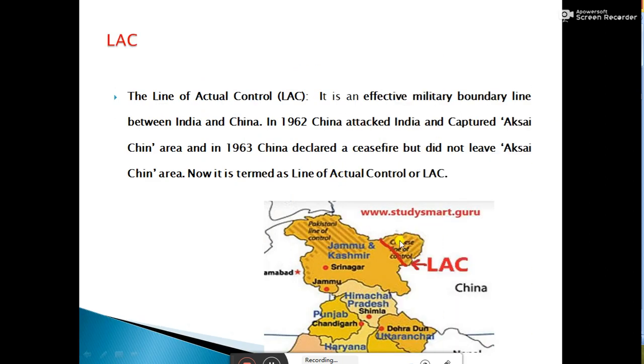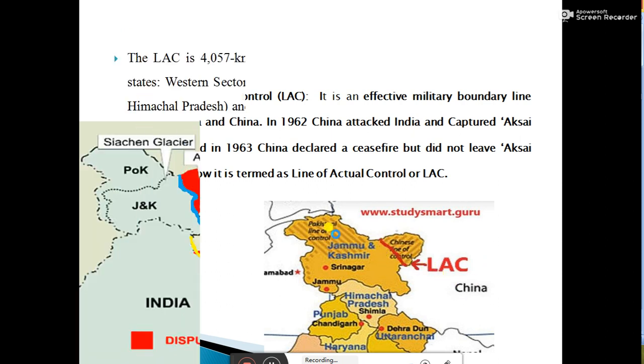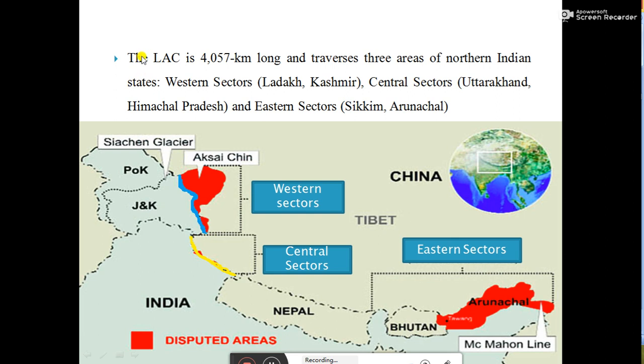This area is the Aksai Chin area, and this is Jammu and Kashmir. This line is the LAC. There is another piece of information about the LAC. The length of the LAC is 4057 km.